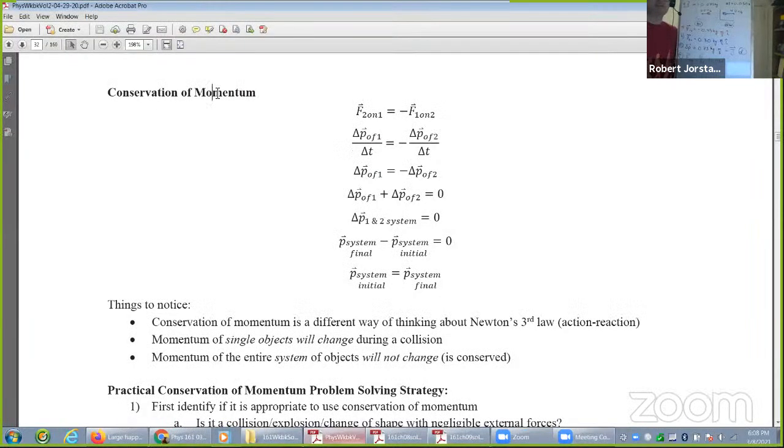All right. Now we're going to do a new topic called conservation of momentum, just like we had conservation of energy. Again, conservation just means initial equals final. Let me walk you through this. Let's say we have two objects. By Newton's third law, we know they exert equal but opposite forces. So the force of 2 on 1 is equal but opposite to 1 on 2.